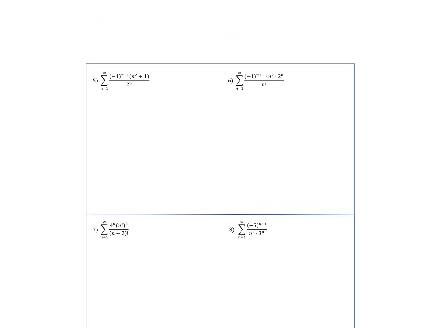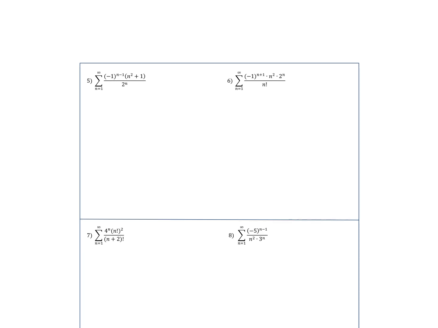Okay, for number 5, we're going to do the limit as n goes to infinity. So it's n plus 1 squared plus 1 over 2 to the n plus 1. Flip it, so this becomes 2 to the nth, and then here we get n squared plus 1.